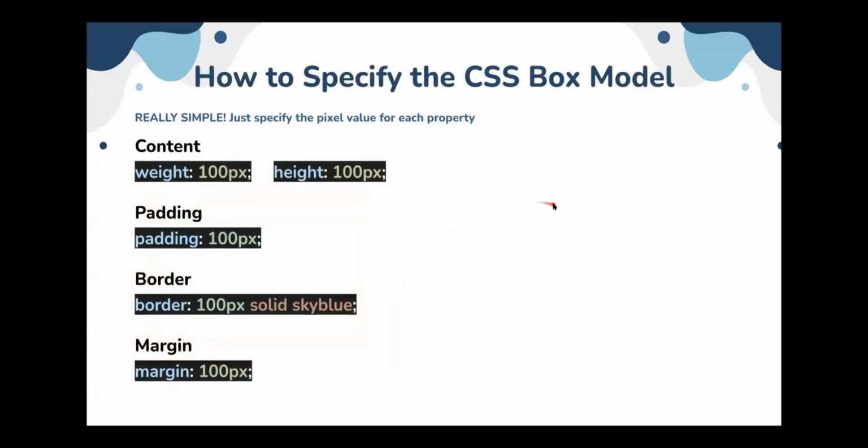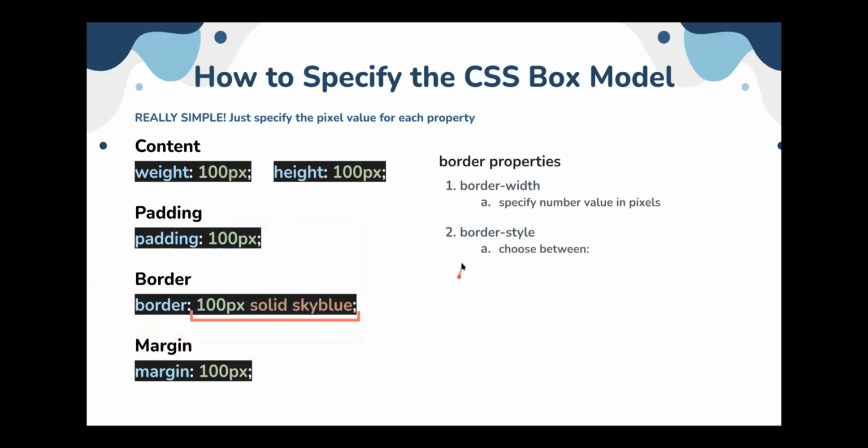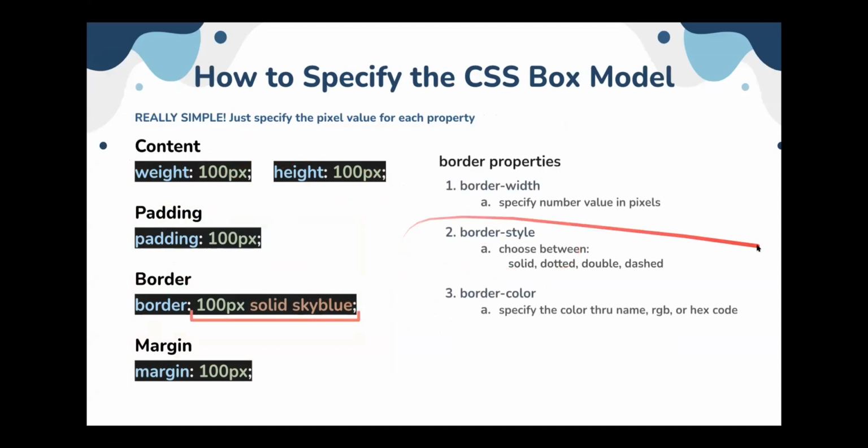And how to specify the CSS box model. In order to specify width and height in CSS, we just change the width and height to be some kind of pixel value. Padding is the same, but for border, we have three things. We have the border width, then the border style, and then the border color. The width is a number value with pixels. Then we have border style, which is solid, dotted, or dashed. And then we have border color, any color that you like. And then we have the margin as well. It's edited the same way in CSS.